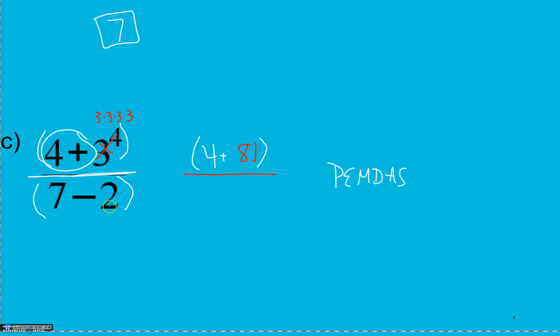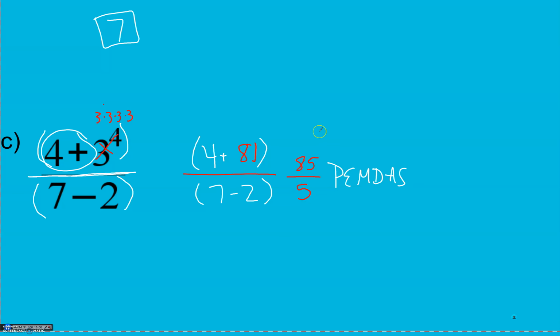And in my denominator, this set of parentheses, I didn't have any exponents. Now we check for multiplication and division. I don't have any, so just adding or subtracting. When I go ahead and add these, I get 85. In my denominator, I get just 5.